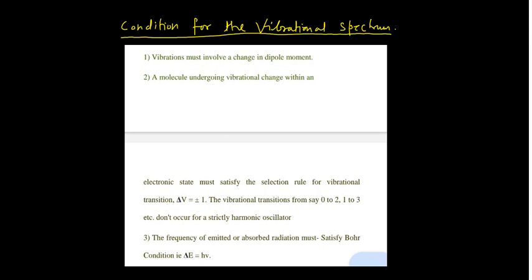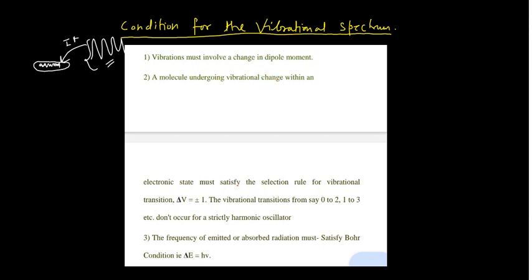So what happens, for example, if your molecule is vibrating like that, and when you shine IR light on it, it will vibrate like that. If this represents the dipole moment, and after absorbing the IR light your dipole moment is changing, only then can you observe the IR or vibrational spectra, otherwise not.